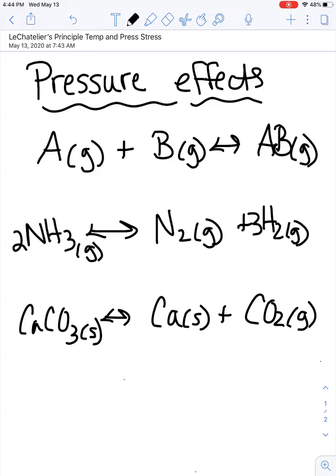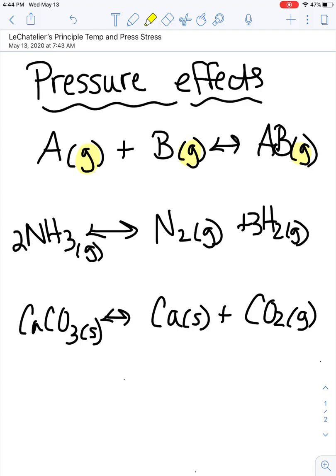Okay, so I am going to wrap up the stresses on an equilibrium system, which is always a fun thing to wrap up, with pressure effects. So we've talked about concentration, we've talked about temperature, we're going to talk about pressure, and then end with catalyst. So a pressure effect only affects gases.